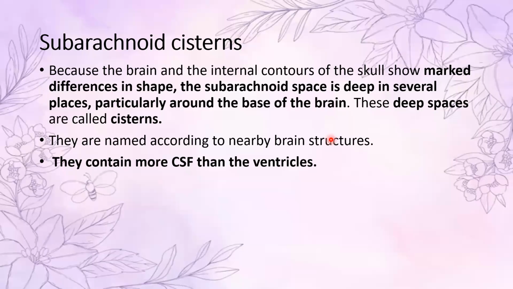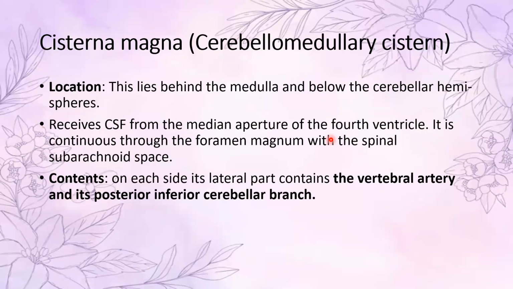Beginning with the subarachnoid cisterns, because both the brain and the internal contours of the skull have marked differences in shape, the subarachnoid space is not uniform over the surface of the brain, and there are spaces where this subarachnoid space is deep. These spaces are referred to as the cisterns, and they contain cerebrospinal fluid. We have a number of cisterns which are named according to the nearby brain structures.